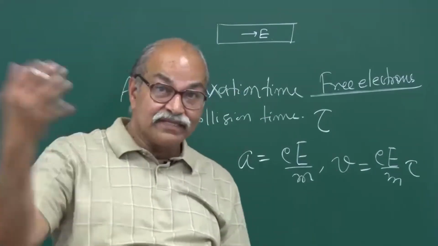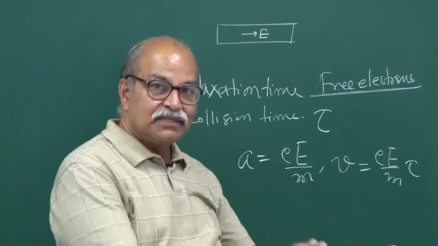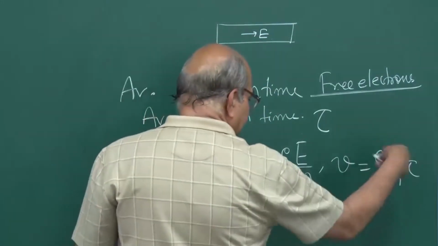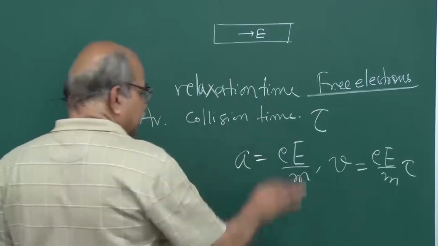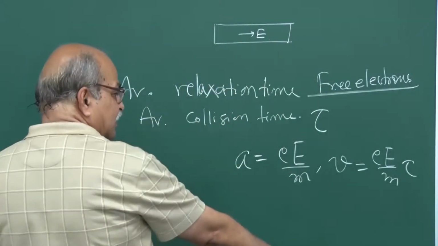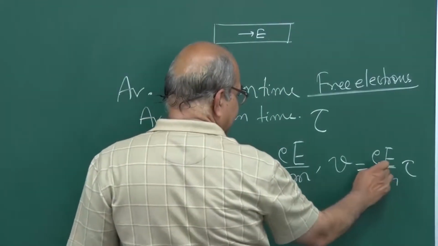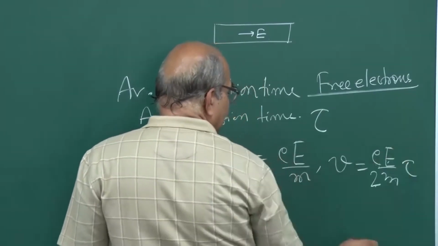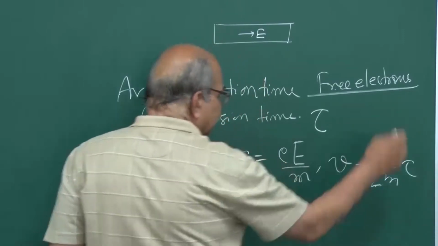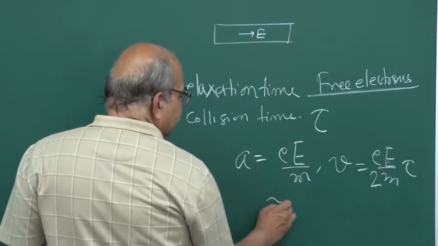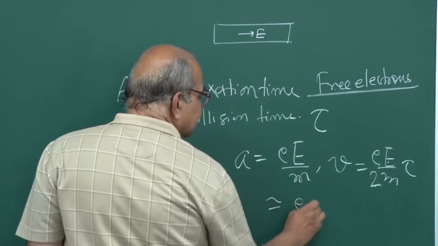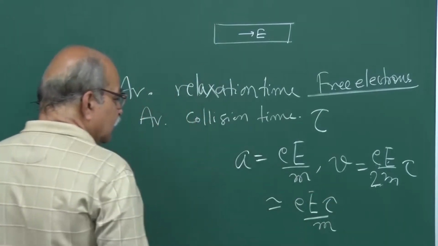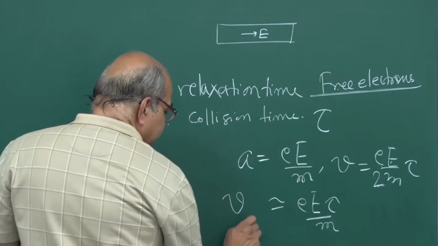That random motion is there, but on top of that there is this systematic motion because of the field. It's such a crude calculation that I cannot claim that it is E tau by m, or E tau by 2m, or E tau by 3m, but it is of that order, some constant times E tau by m. So that is the drift. It's called drift velocity.